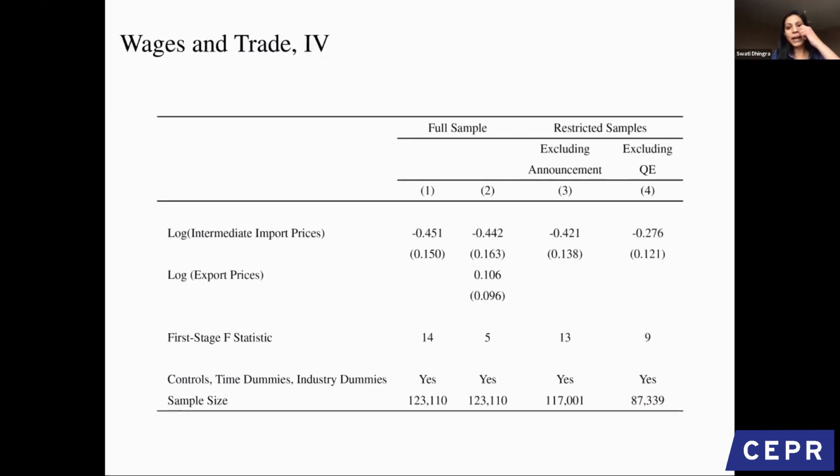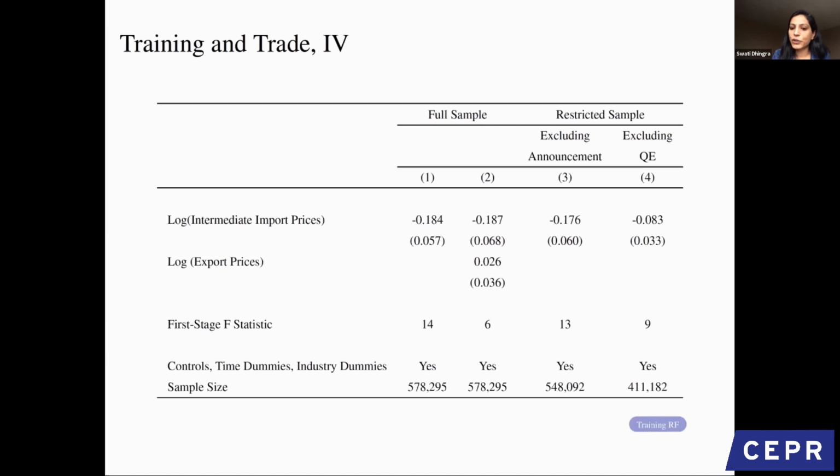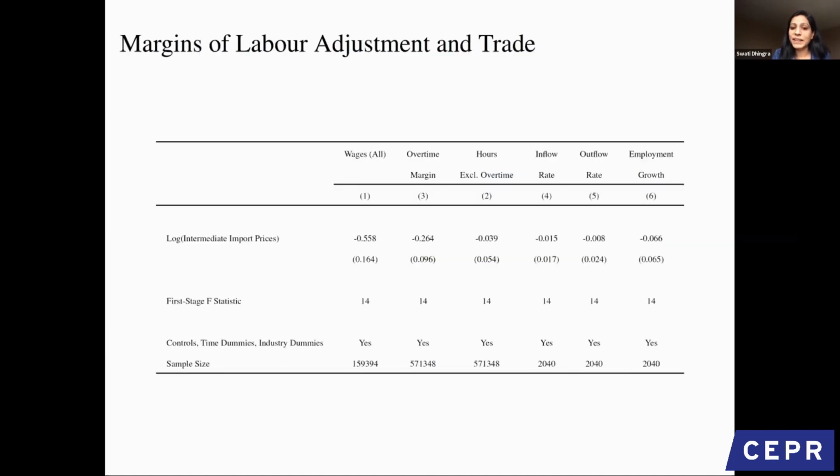So the IV, then, putting those different reduced forms together, will give us the IV. And this is the number that I quoted in the beginning, the headline number, that a 1% increase in the intermediate import prices is going to amount to about a 0.2 to 0.4% drop in wages. And we can see a similar sort of idea for training as well. And let me move on because I know I'm short on time. These are the numbers basically saying that if you did the same thing with hours, with inflow rates, outflow rates, employment growth, no action there.